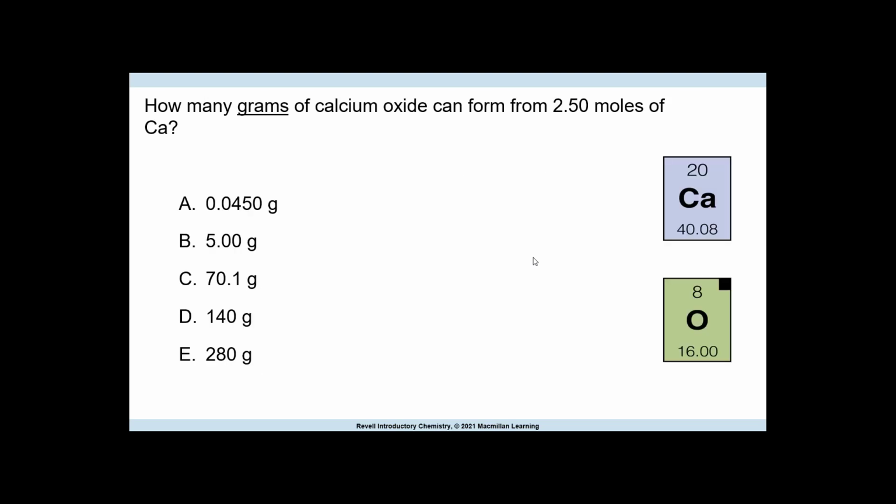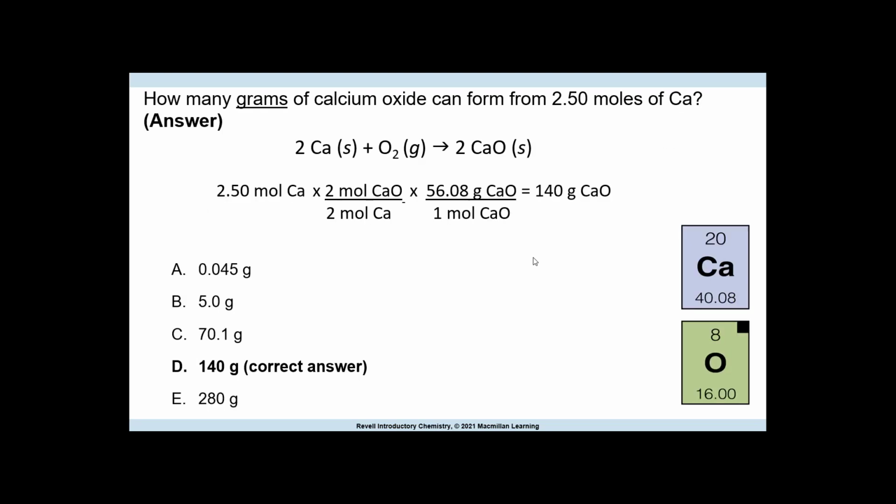How many grams of calcium oxide can form from 2.5 moles of calcium? So we start with 2.5 moles of calcium. We have 2 moles of calcium, and 2 moles of calcium oxide is over that. We then use the molar mass for calcium oxide, and the moles will cancel out, leaving us in grams of calcium oxide, which is 140. And there should be a decimal point here to represent 3 sig figs, because technically as written it's wrong, that's only 2 sig figs. So if I had caught that, I would put a decimal here and here to correct that.